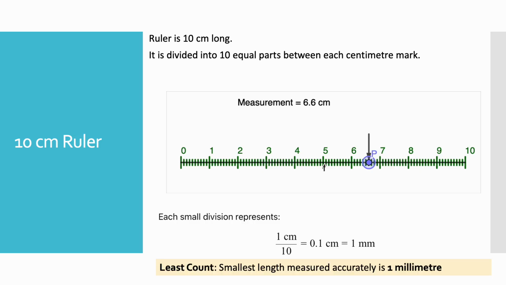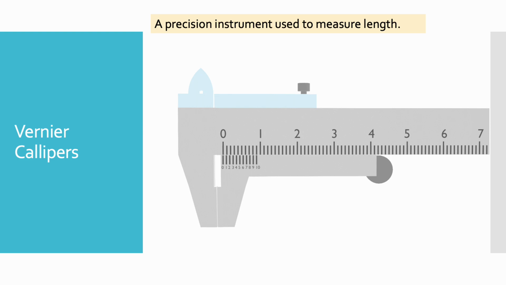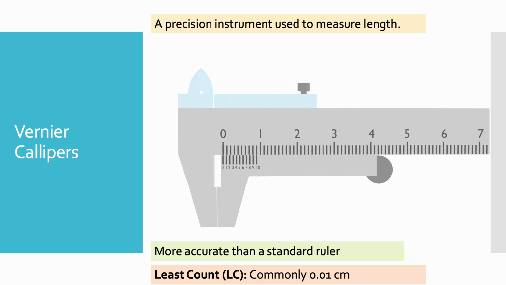Smaller the least count, the more accurate the measurement. In this case, the smallest length measured accurately is 1 millimeter. The vernier calipers is a precision instrument used to measure length more accurately than a standard ruler. It has a typical least count of 0.01 centimeters, making it much more precise.